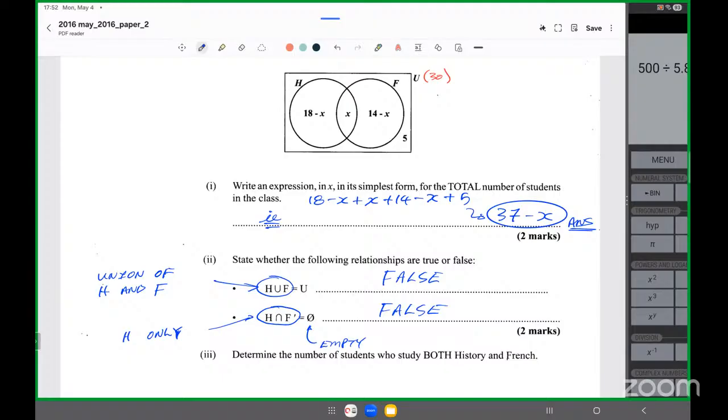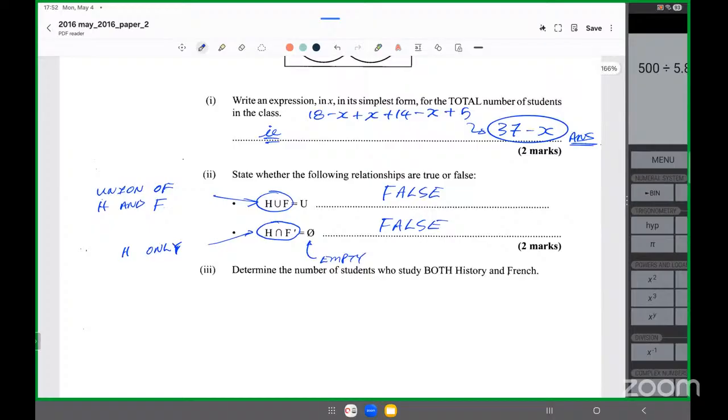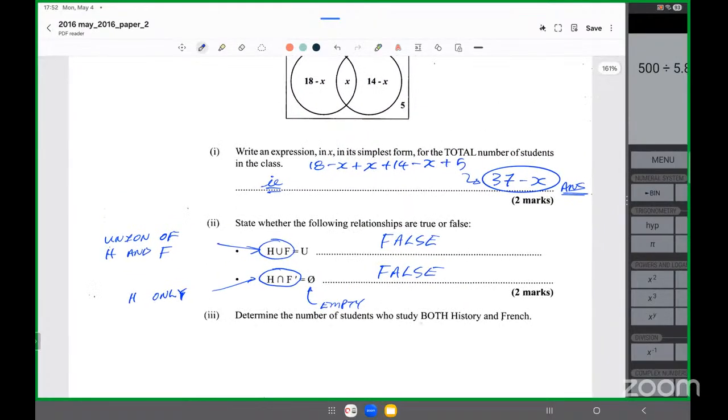All right, next question. Determine the number of students who study both history and French. Both history and French is X. This is asking for X. We know the total number of students is 30. That's what we know.